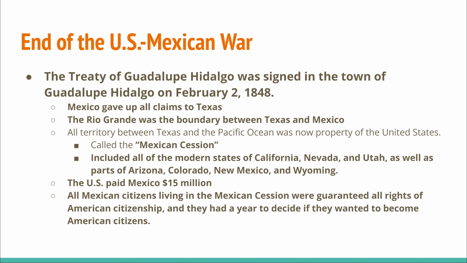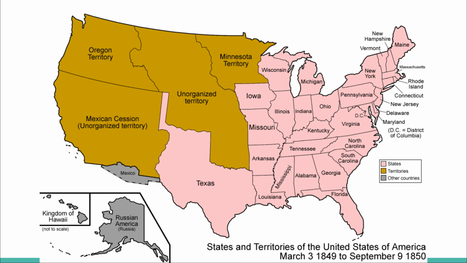All Mexican citizens living in this land from New Mexico to California are going to be guaranteed rights of American citizenship, and they're given a full year to decide if they want to stay in America, because it's America now, and become part of the United States, or if they would rather go south and return to Mexico. They'll have a year to decide if they want to be American or Mexican citizens. So here's that map again we were looking at, and you can see that Mexican Cession territory on the left is all of the land that was given to the United States along with Texas after the Mexican War, or the U.S.-Mexican War.